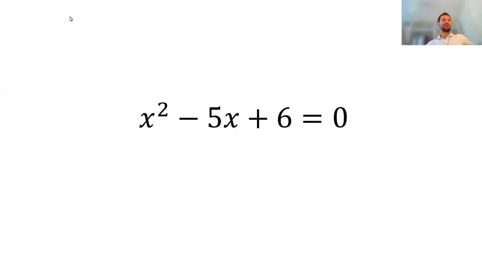So please answer either in the chat or just unmute yourself. Okay, Sihan said it's 6 and minus 1. Sihan, how did you get it? Oh yeah, sorry, I think I factored wrong. It's 6 and 1 actually. So it's 6 and 1. Okay, what is the strategy? 3 and 2. 2 and 3. Okay.